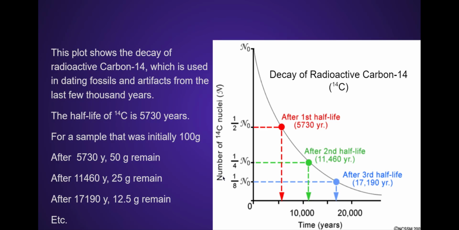So the plot shows the decay of radioactive carbon-14, which is used in dating fossils and artifacts from the last few thousand years. The half-life of carbon-14 is 5,730 years for a sample that's initially 100 grams. After 5,730 years, 50 grams remain. After another half-life, a total of 11,460 years, 25 grams remain. After one more half-life, 17,190 years, 12.5 grams remain, etc.